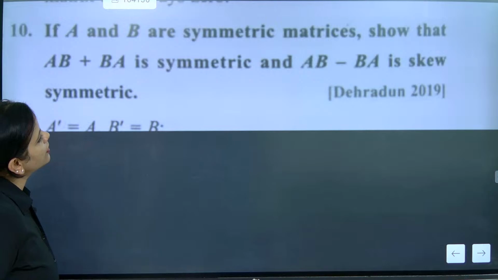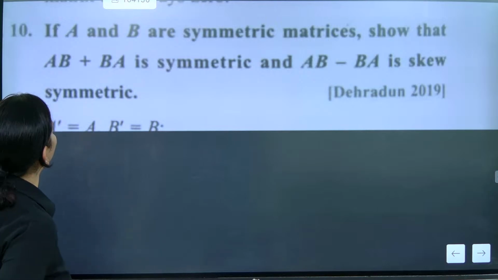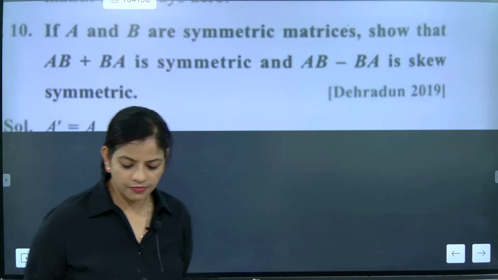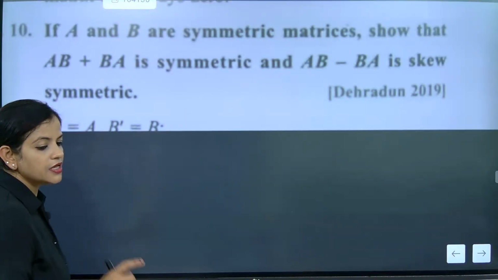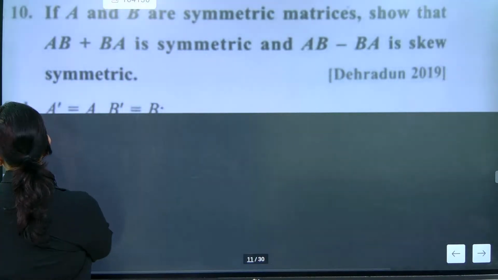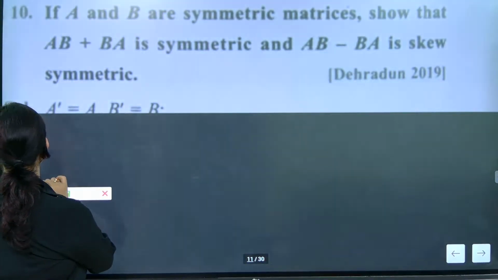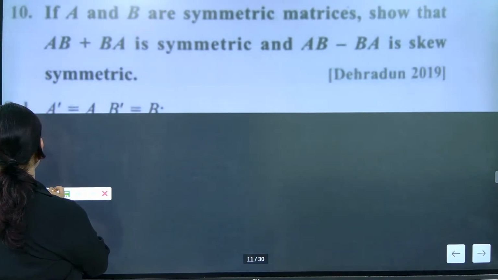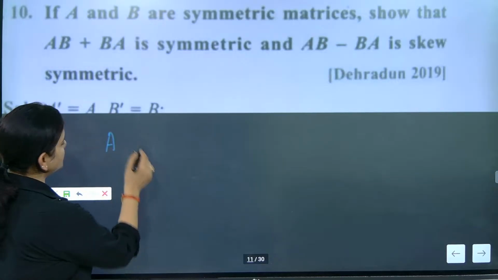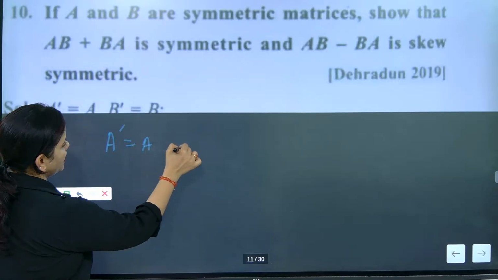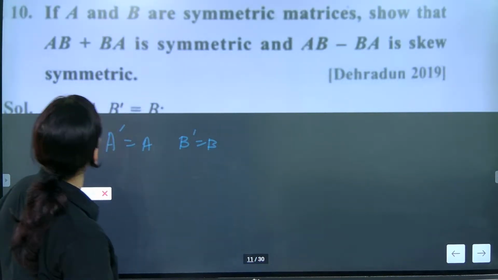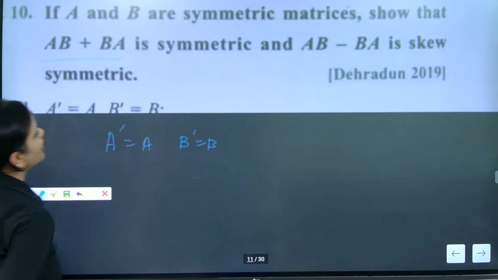Now look here. A and B are symmetric matrices. First we will see what the meaning of symmetric matrix is. When somebody asks you that A and B are symmetric matrices, that means transpose of A is equal to A, and transpose of B is equal to B. So let's start. We have to prove this is symmetric.